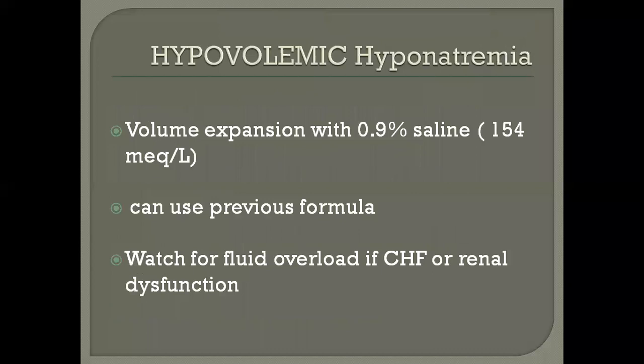So now we are coming to the specific therapies. Hypovolemic hyponatremia: the treatment is volume expansion, typically with normal saline or 0.9% saline, which is 154 milliequivalent per liter of sodium. And if you want, you can actually use the same formula that we discussed earlier for calculating how much saline you want to give to the patient.